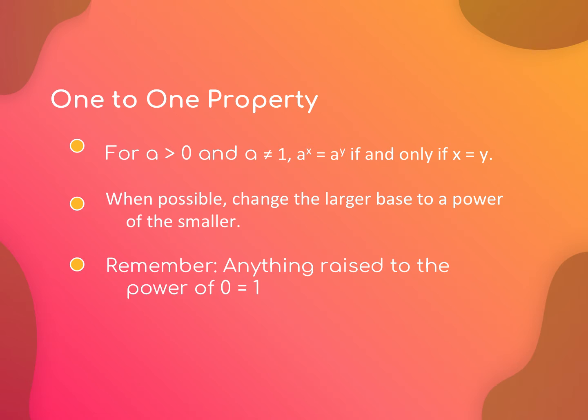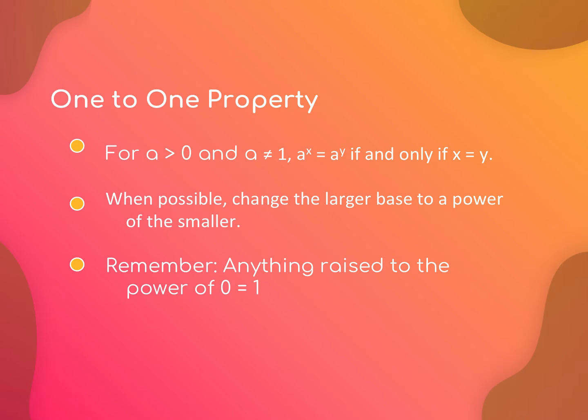So again, for a greater than 0 and a not equal to 1, a to the x is equal to a to the y if and only if the exponents x and y are equal. So what we're going to be doing here is trying to change the larger base to a power of the smaller base. Sometimes we have to change both bases, but our goal is to make both of the bases the same number. One thing to remember, anything that is raised to the power of 0 equals 1.